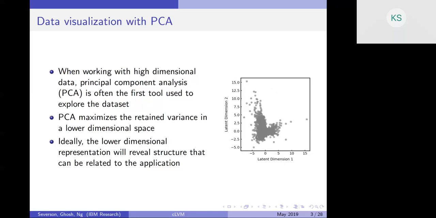Alternatively, we can use the contrastive latent variable model approach and get this two-dimensional representation of the same data set. And again, perhaps now in the lower middle region, we're starting to see some structure, but it's not obvious at this point.